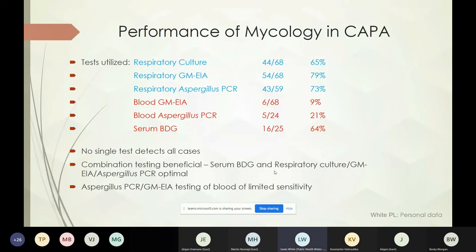If you look at blood galactomannan and blood Aspergillus PCR, you can see a poor sensitivity, around 10 to 20%, whereas serum BTD glucan in this setting is providing us with a sensitivity that's comparable to what we'd expect from our biomarkers and mycology from samples from the respiratory tract. So we put forward that combination testing is beneficial, likely serum BTD glucan with respiratory tract testing. And that while blood testing with Aspergillus PCR and galactomannan is of limited sensitivity, it probably gives you a high specificity for diagnosis.